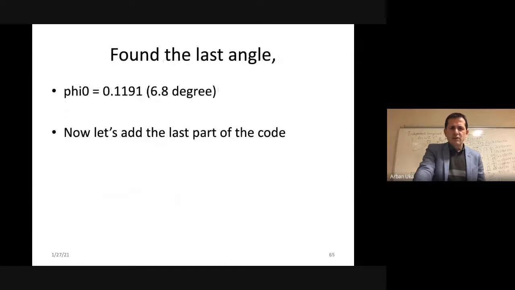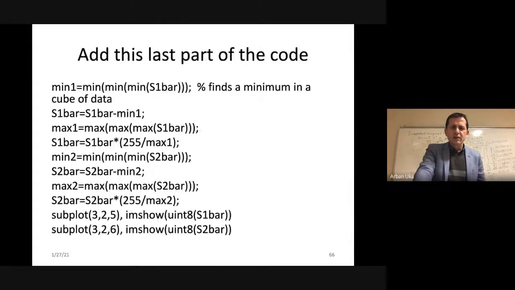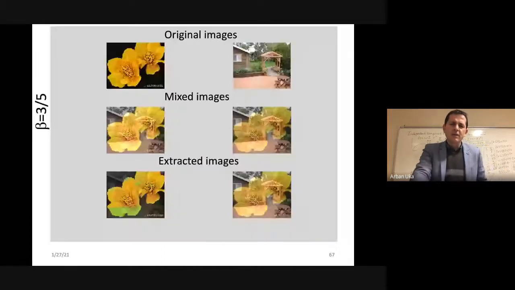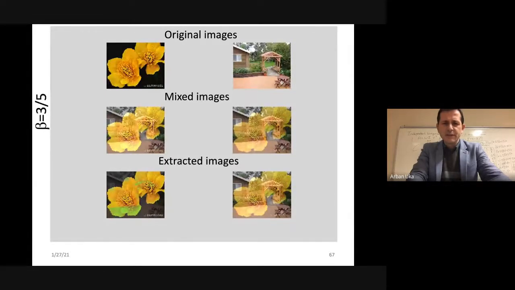And so we find the last angle, the angle that I found, it's 6.8 degrees. Now, this was the description of the code line by line, and the original images are at the top, the mixed images are in the middle of the slide, and the separated images, and we don't see a very good success rate, but it's not bad.